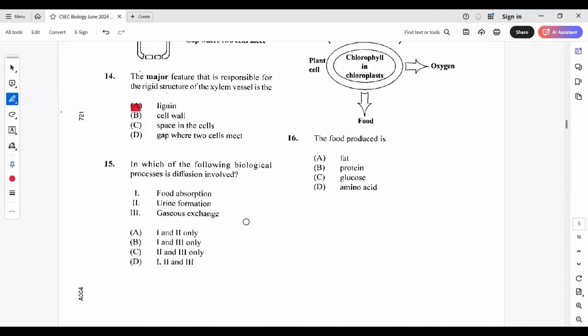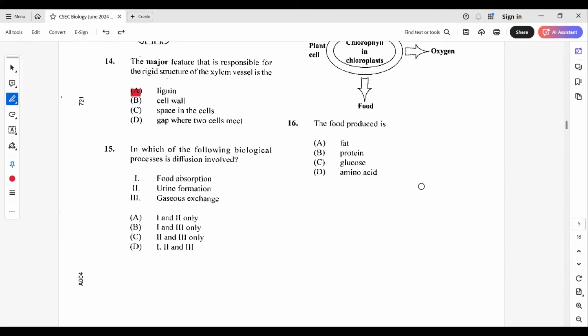Question 15. In which of the following biological processes is diffusion involved? So we have 3 processes, and we have to check to see if diffusion is present in them. Food absorption, yes, that's simple diffusion. Urine formation, yes, when urea and the H+ ions move, that's diffusion. Gaseous exchange, oh yes, of course. Right, diffusion, oxygen, carbon dioxide. So 1, 2, and 3. So for 15, our answer is D.